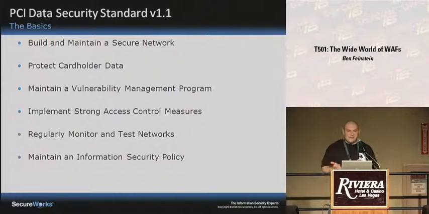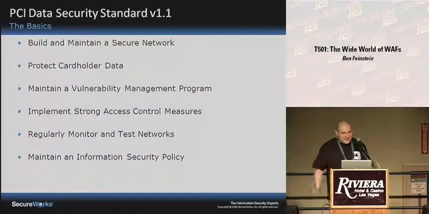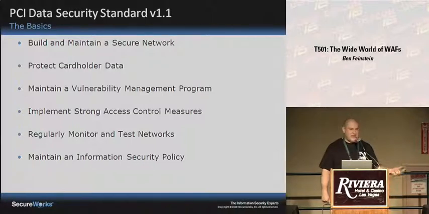So, PCI Data Security Standard v1.1. This is the standard that's out right now. It's the current version. It has some very basic, very high-level requirements. Build and maintain a secure network. Okay, how do we do that? Protect cardholder data. Maintain a vulnerability management program. Implement strong access controls. Monitor and test your networks. Have an information security policy. These are the basics, okay? And under these basic areas, they have a whole wide range of requirements.